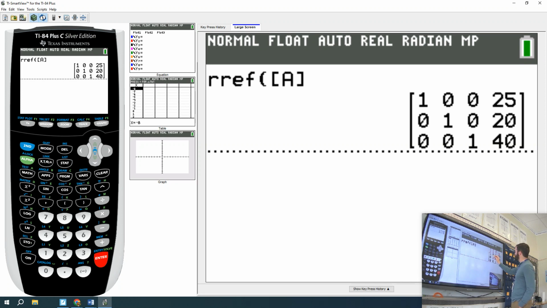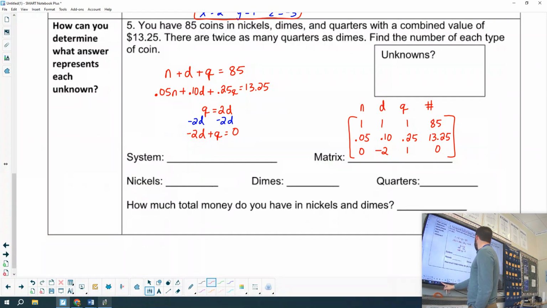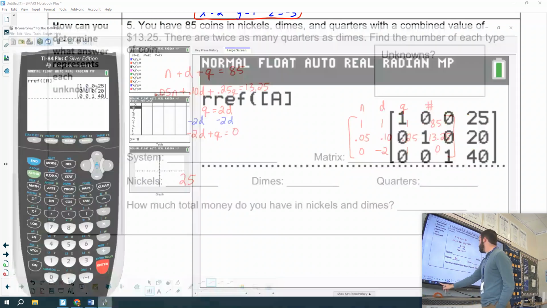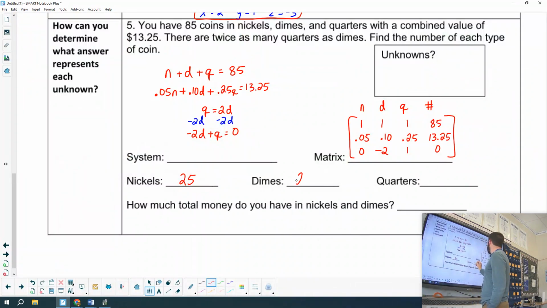So it means we have 25 nickels, 20 dimes, and then 40 quarters, okay? So look at this. 25 nickels, then we have 20 dimes, and 40 quarters, okay?